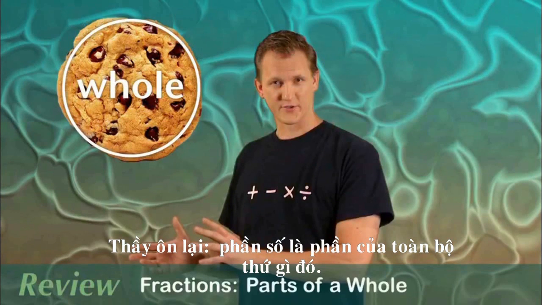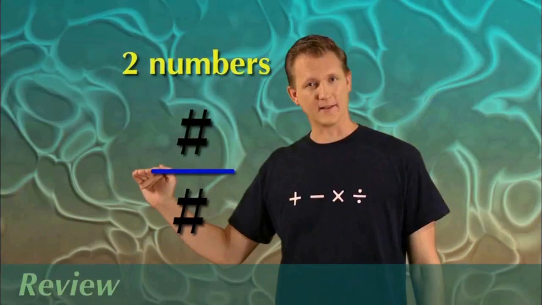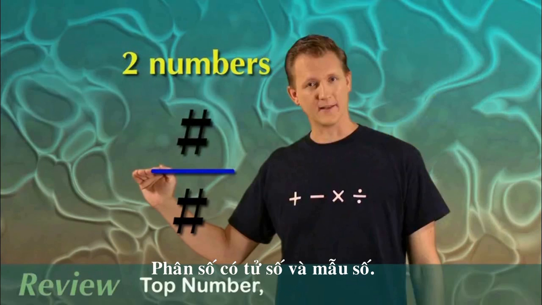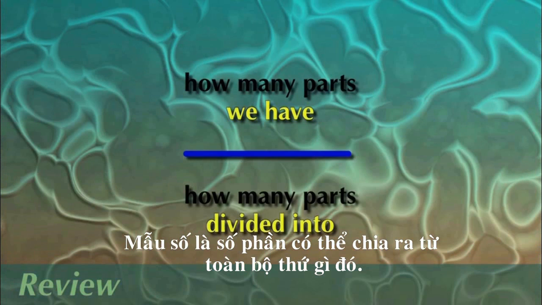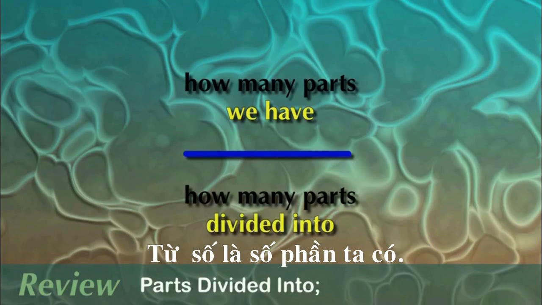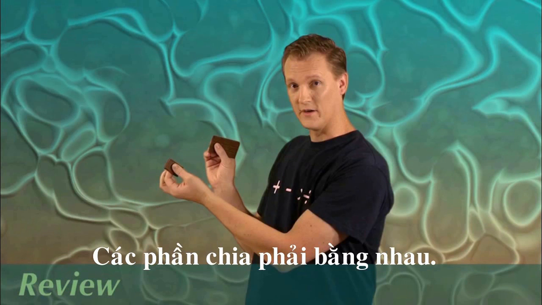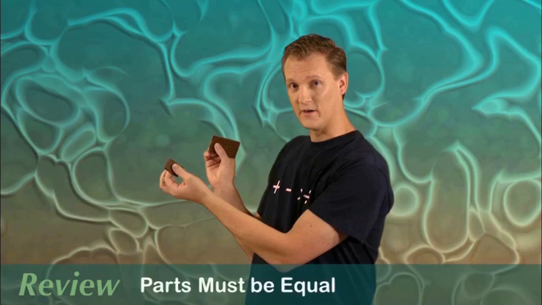Fractions are used to represent parts of a whole. Fractions are written in the form of a top number over a bottom number with a line between them. The bottom number represents how many parts the whole is divided into, and the top number represents how many of those parts you have. And finally, the parts that a whole is divided up into must be equal for fractions to work right.